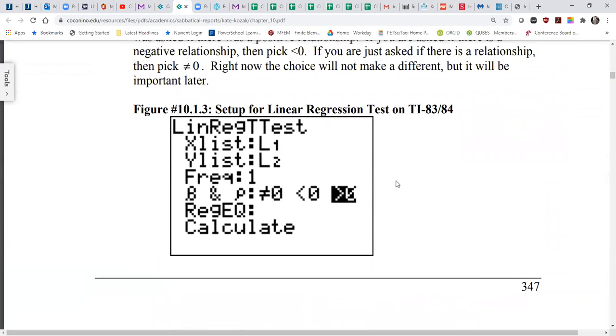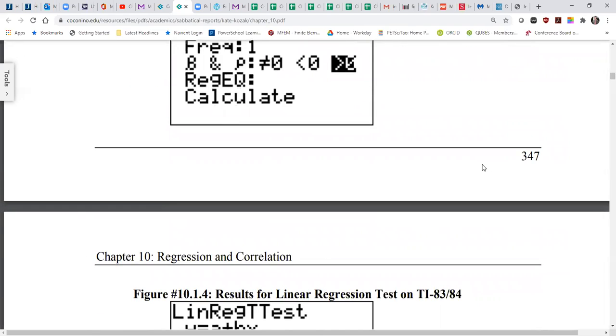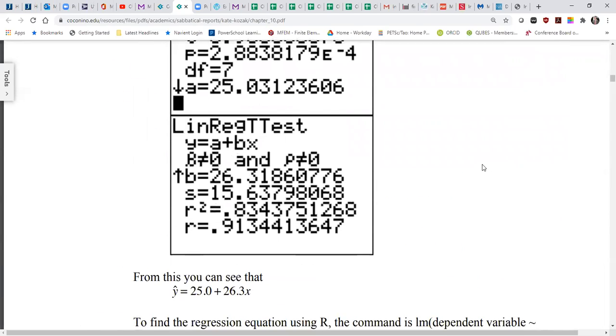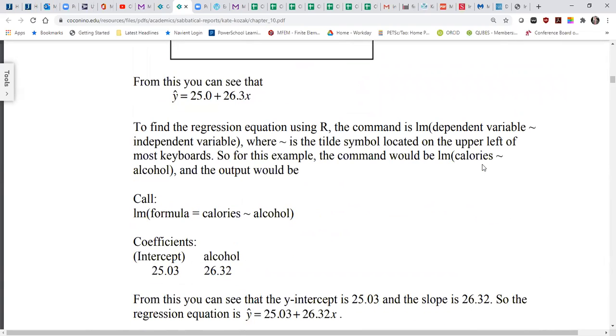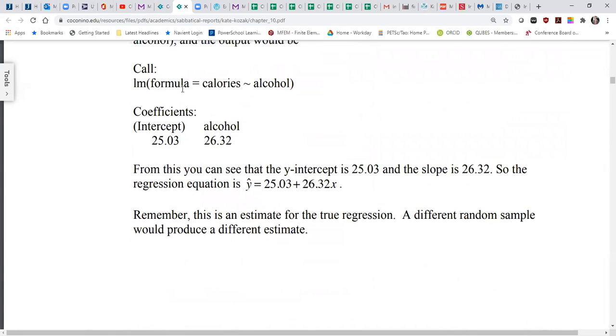Using the calculator, you need to put the X data in the X list or L1, and then the Y data in the Y list or L2. I will not talk about it. If you want to use it, you can, but I prefer to use Excel. Also you can use R.